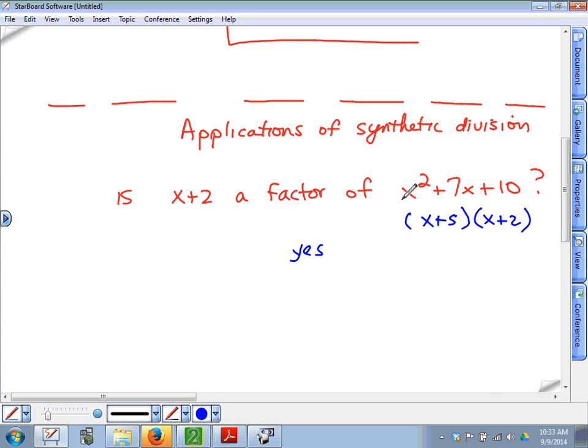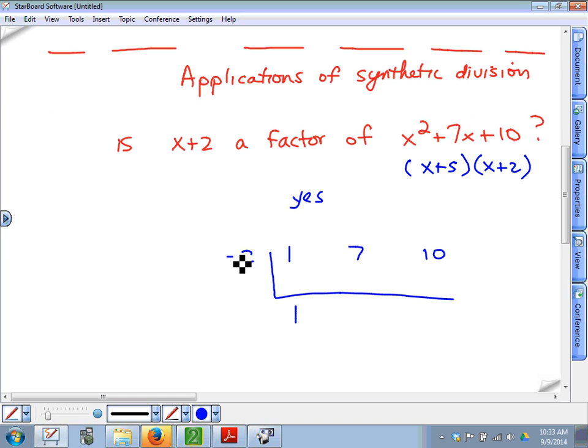If I took x squared plus 7x plus 10 and divided it by x plus 2 synthetically, that means it's going to have a 1, a 7, and a 10, right? And then what out here? Negative 2. Now watch. Drop down the 1, negative 2, multiply by 1. We get a 5 times negative 10. What did we get? Remainder of 0.